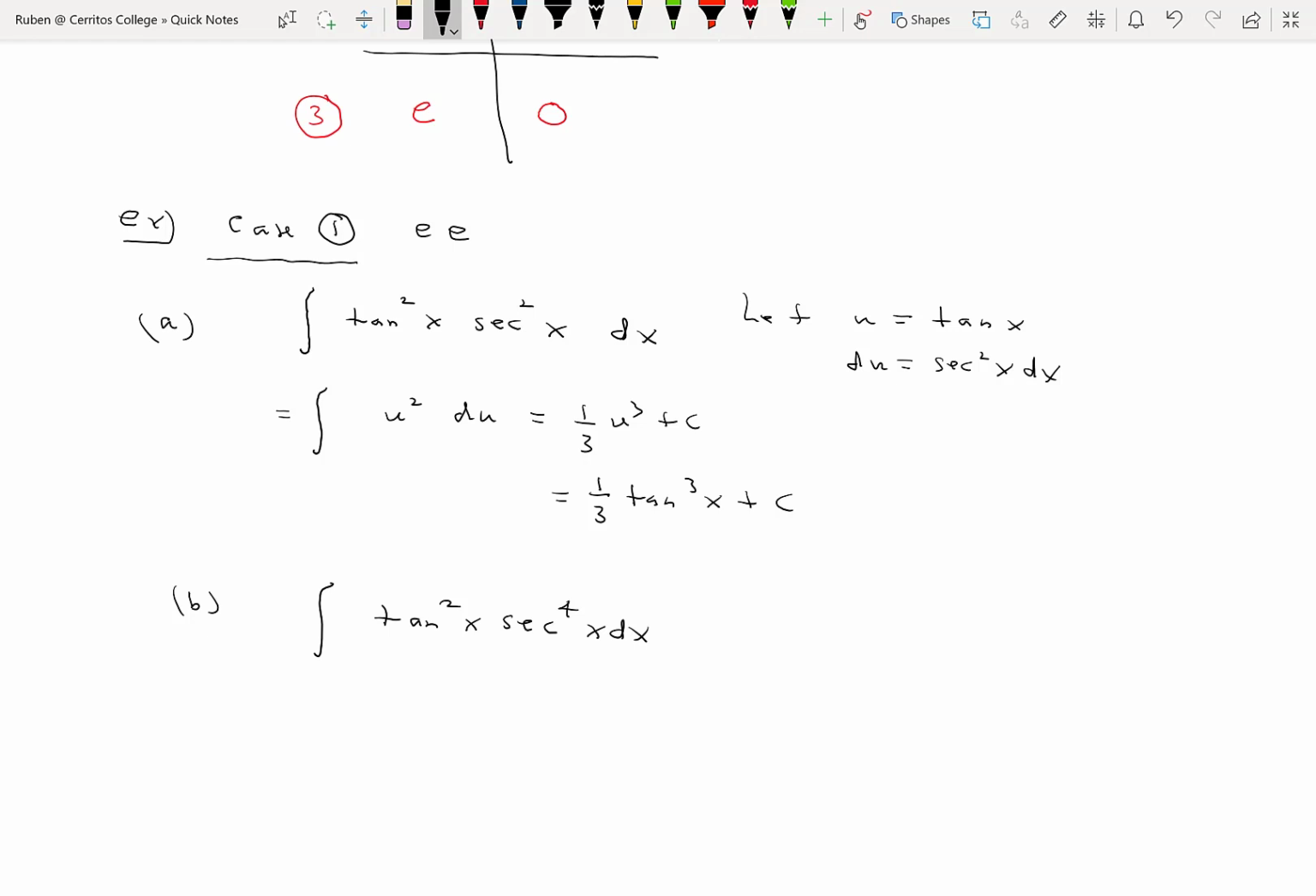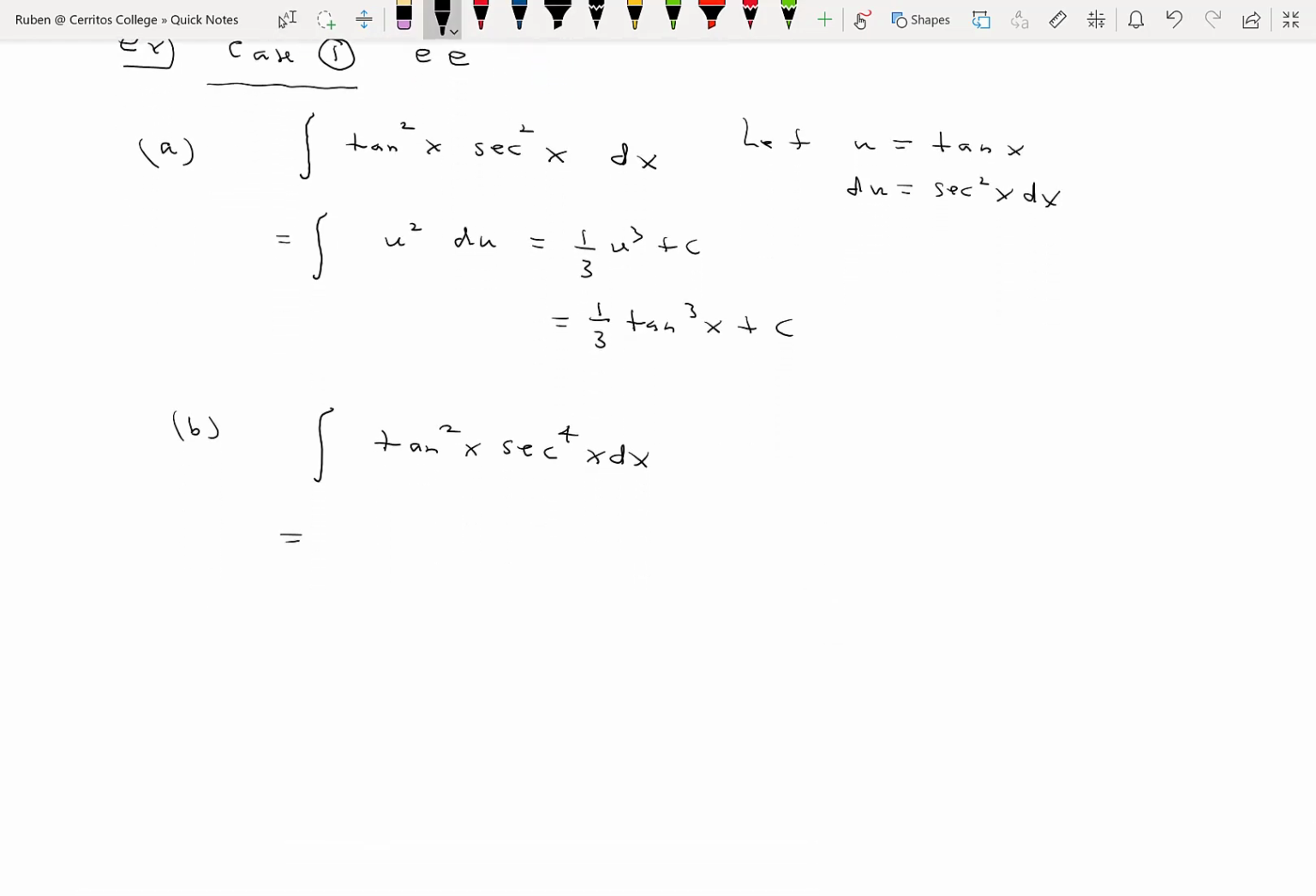I claim that it's still u equals tangent x, because du would be secant squared. Well, we have secant to the 4th. Remember when we borrowed powers for sines and cosines? Same thing. Secant 4th x is secant squared x times secant squared x. Take the secant squared that you borrowed and lock it next to the dx, and let u equal tangent. This is still the case, both even. Well, if u equals tangent, I'm looking at u squared, secant squared. What am I going to do with secant squared?